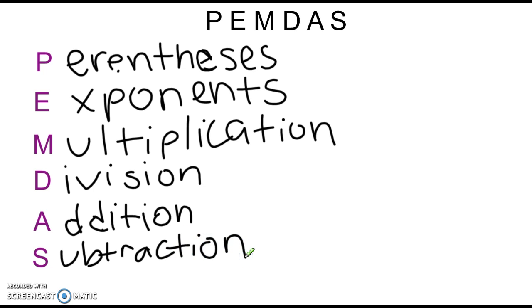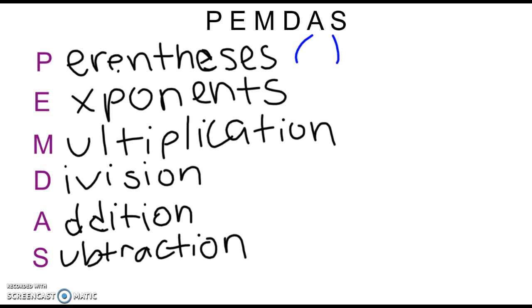Some other things that people might have called this to remember it would be, please excuse my dear Aunt Sally. There are a lot of ways to try and remember this for the order of operations because it is so important. Parentheses is obviously going to be the first thing that we look for in a problem. You'll see a number or a variable with parentheses around it, and you want to make sure that you complete everything in there before moving on.